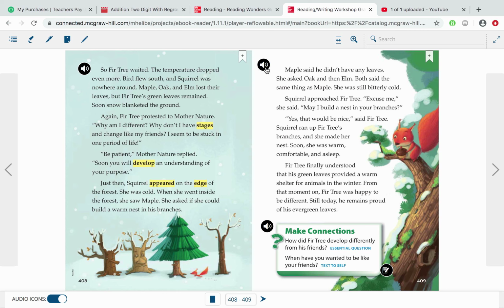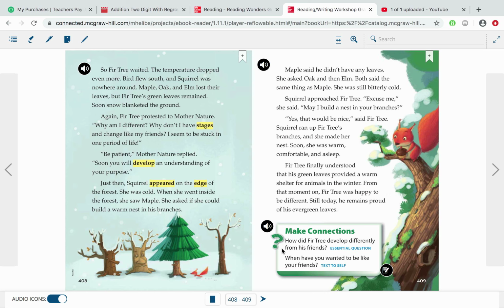Okay, here's some making connections questions at the bottom. How did Fir Tree develop differently from his friends? Think about that for a minute. Remember what develop means, to grow and to change. So how was he different than his friends? Well, he didn't have leaves that changed colors. He stayed green all year. He didn't lose his leaves, he kept them. So those are two major differences in how he developed differently from his friends.